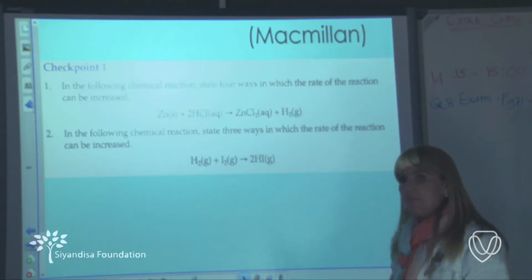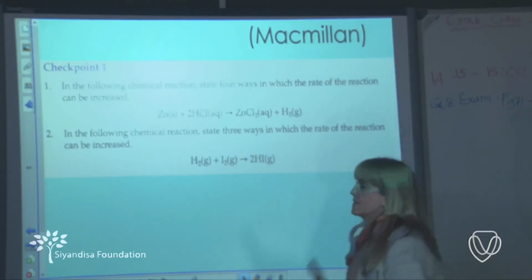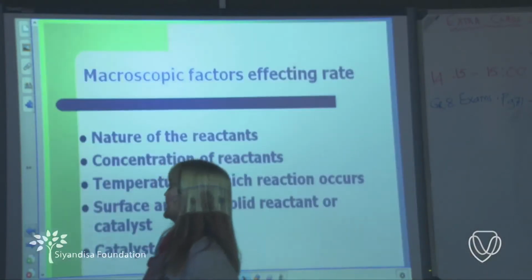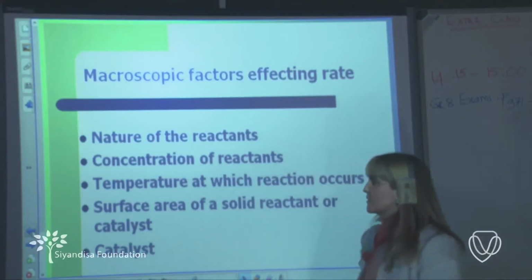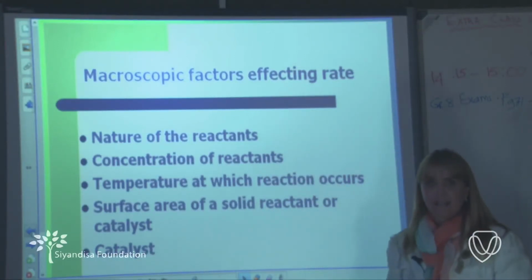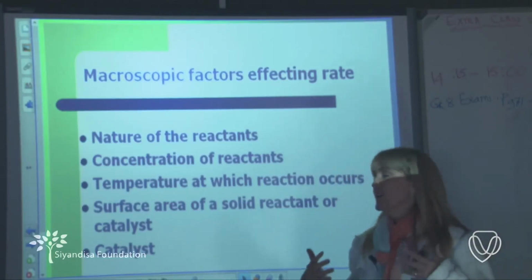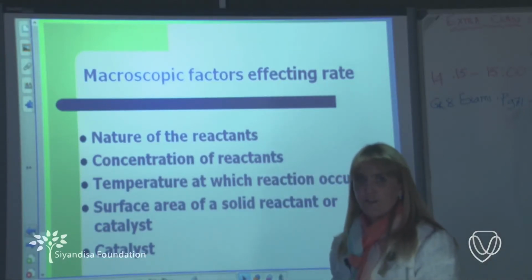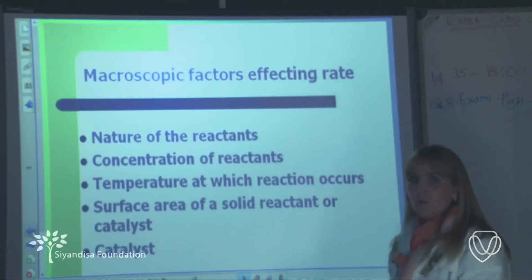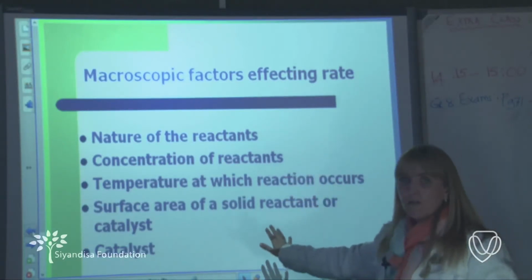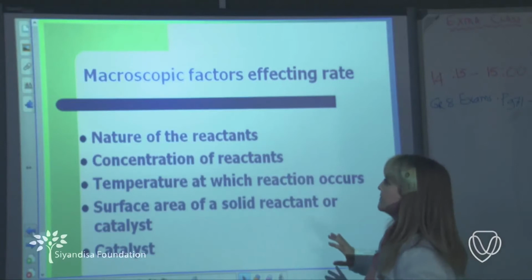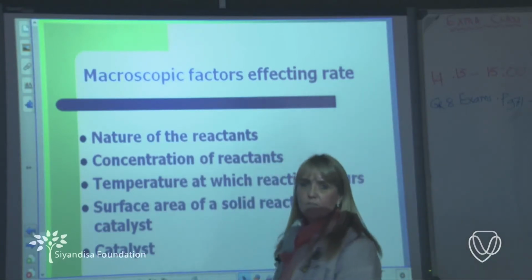Now, we've just named 5 macroscopic factors. Let's look at them again. Nature, concentration, temperature, surface area, and catalyst. Now, which 4 of these is going to be able to increase the rate of that first reaction? Now, to be able to answer the question, you need to be able to understand what each of these macroscopic factors is. First of all, the nature of the reactants.